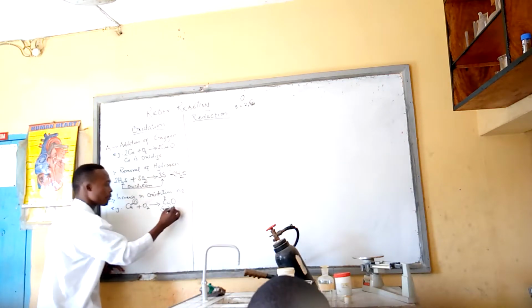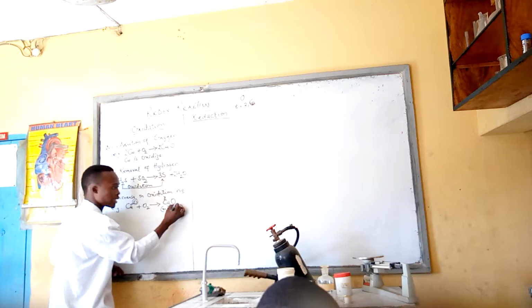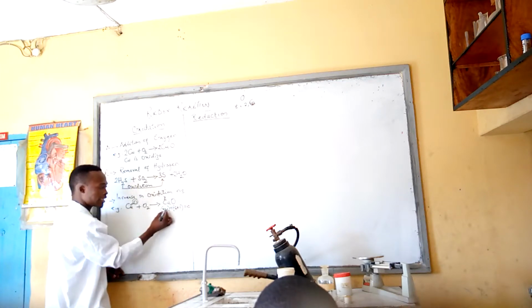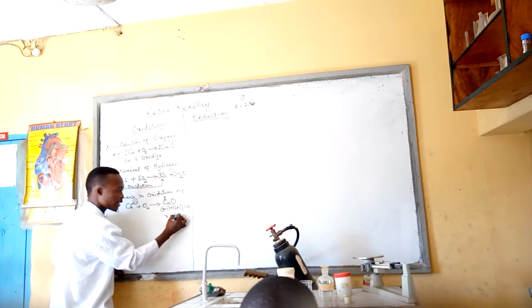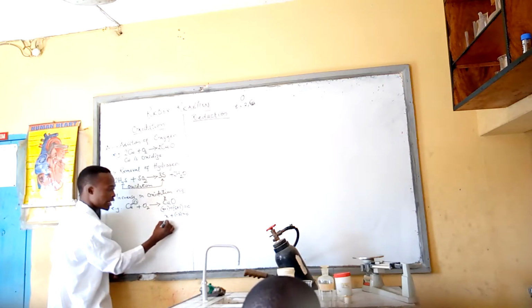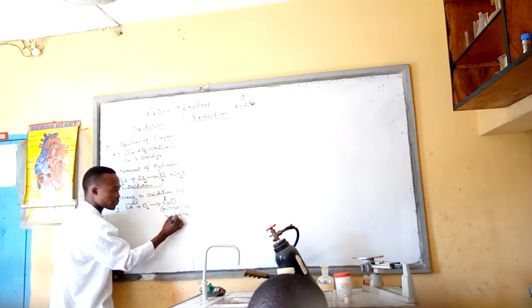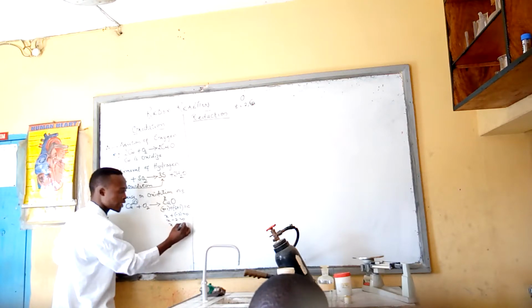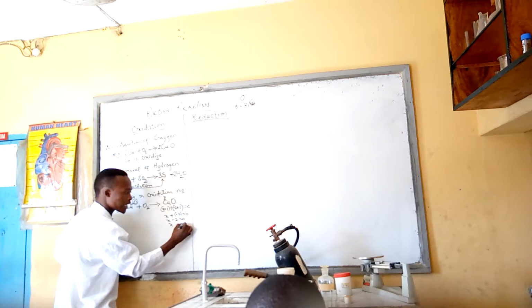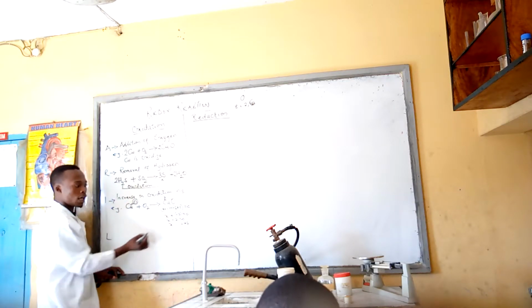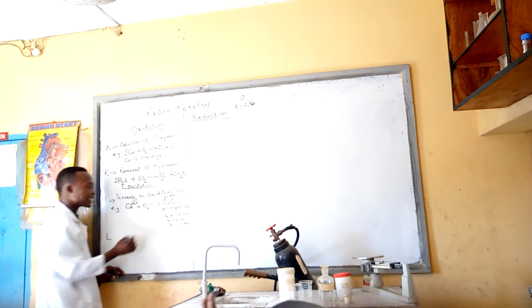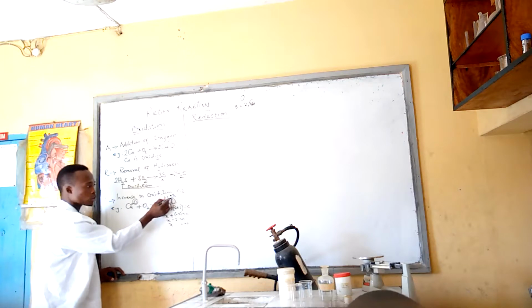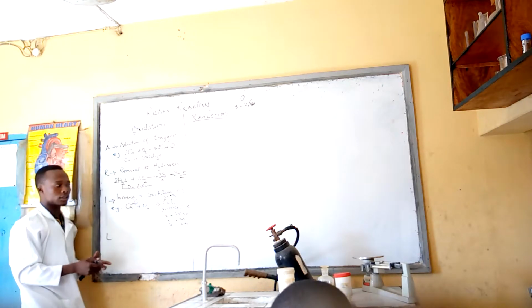So that will be -2 times 1, an invisible 1 here, equals 0. X times 1, X plus -2 times 1, which is -2, equals 0. Then X minus 2 equals 0. Then X equals plus 2. Do you understand? So what's the oxidation number of copper in this case? Plus 2. What has happened? From 0 to 2. That is increasing oxidation number.